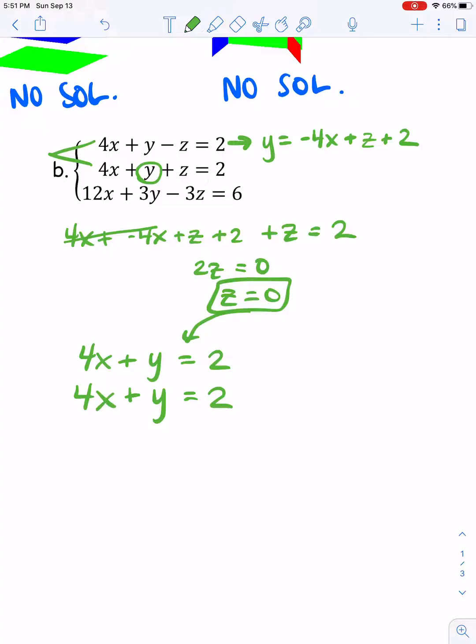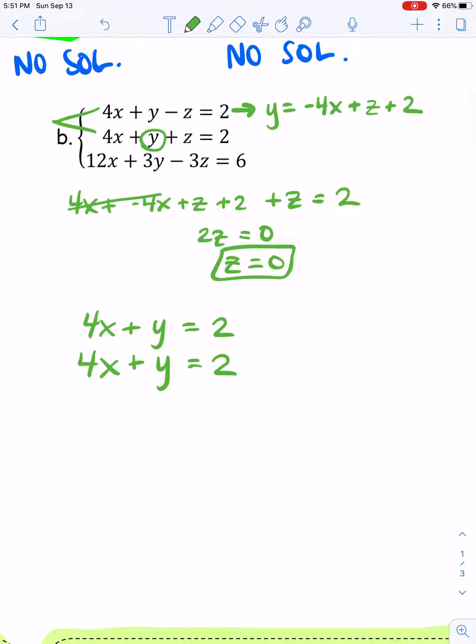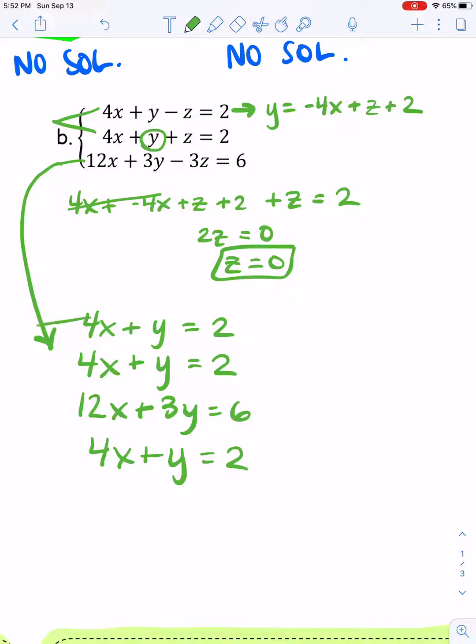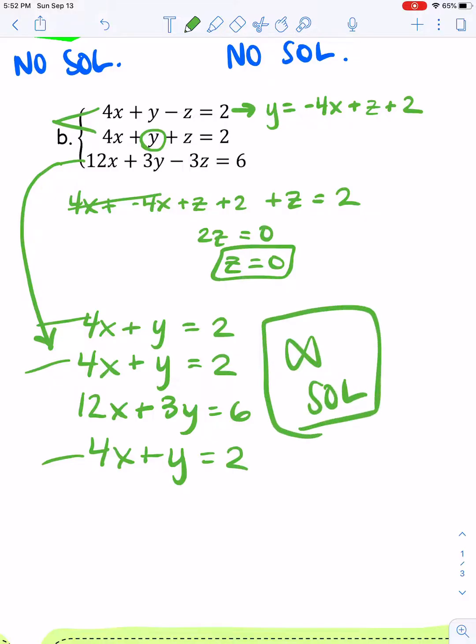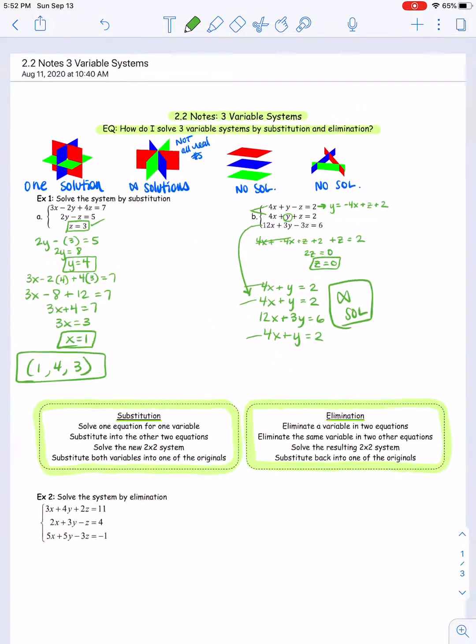So because of that, I have an infinite amount of solutions. Because I also can look at that third equation. If I come down here, 12x plus 3y, if I plug in 0 for z, that would be 0 equaling 6. What happens when I divide all this by 3? I get 4x plus y equaling 2. I get the same three equations, which makes it infinite solutions. Okay, infinite solutions. So that's substitution.